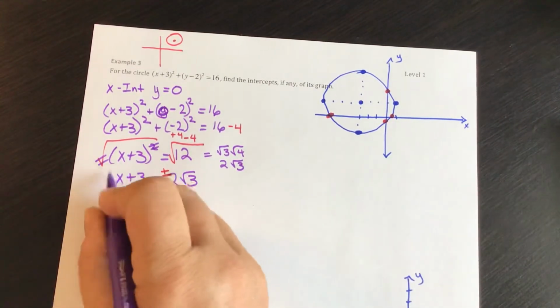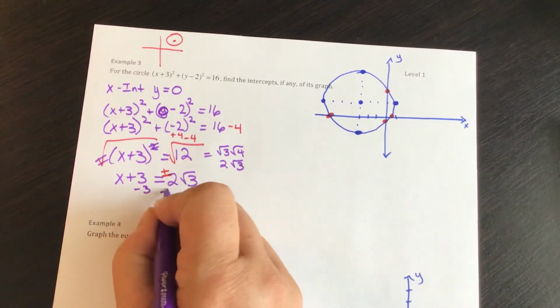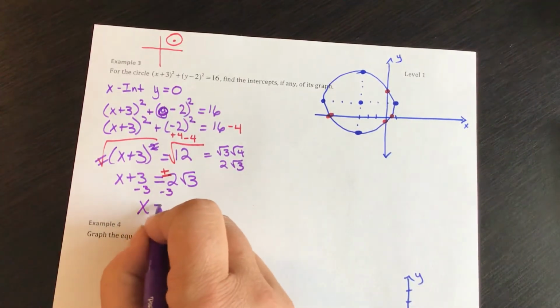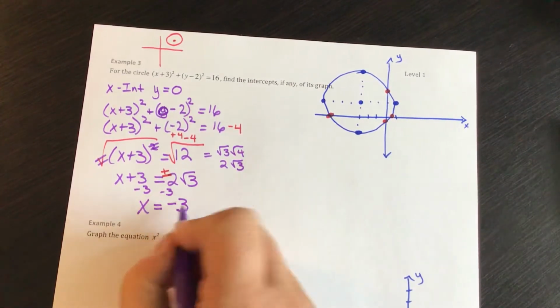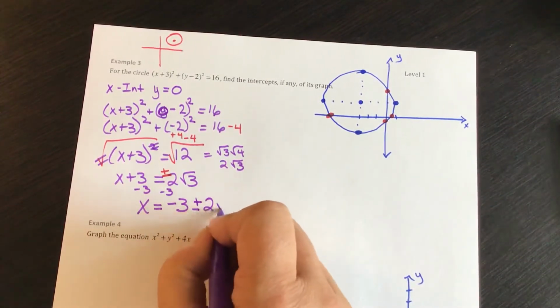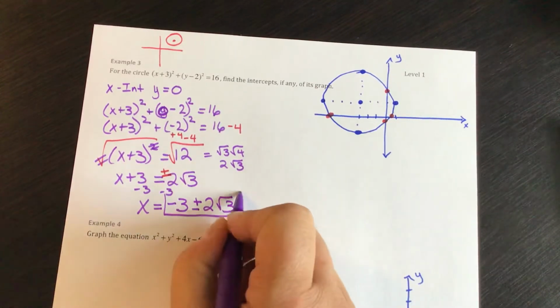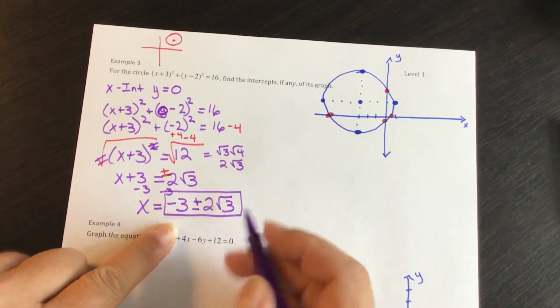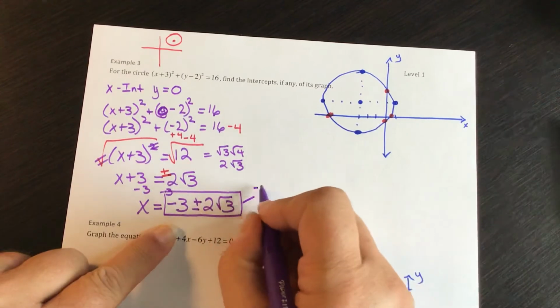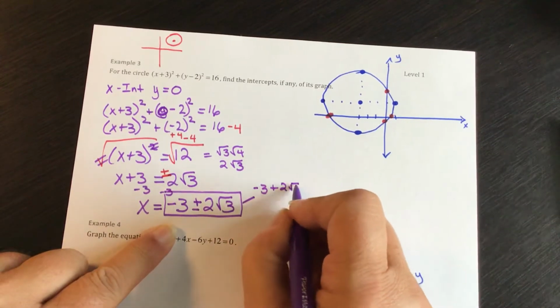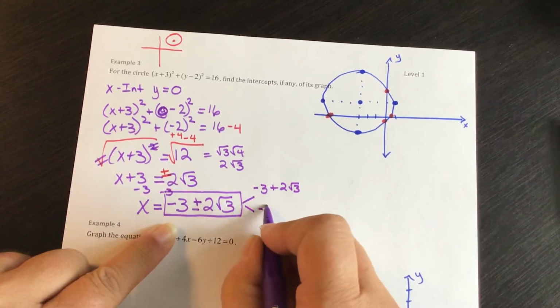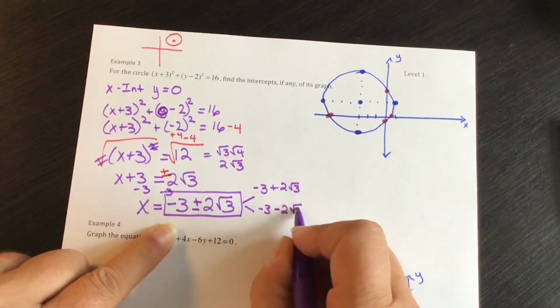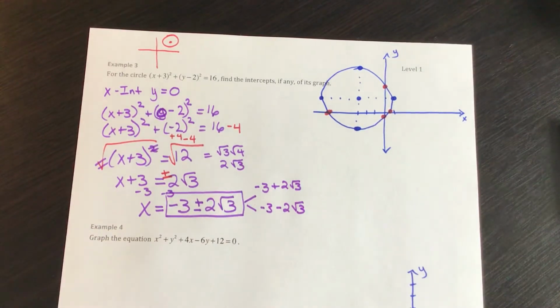So now I'm still solving for x. I still got to subtract 3 on both sides. So the x-intercepts are at -3 plus and minus 2 times the square root of 3. Now this represents 2 points. One point would be -3 plus 2 square root of 3, and this would be -3 minus 2 square root of 3. Now, because I like to have exact answers, these would be the exact answers.